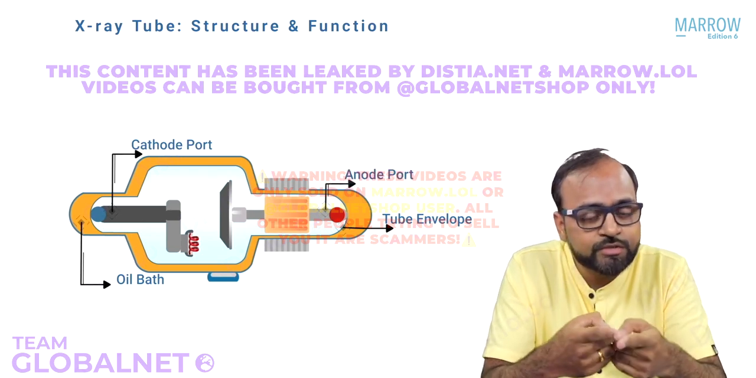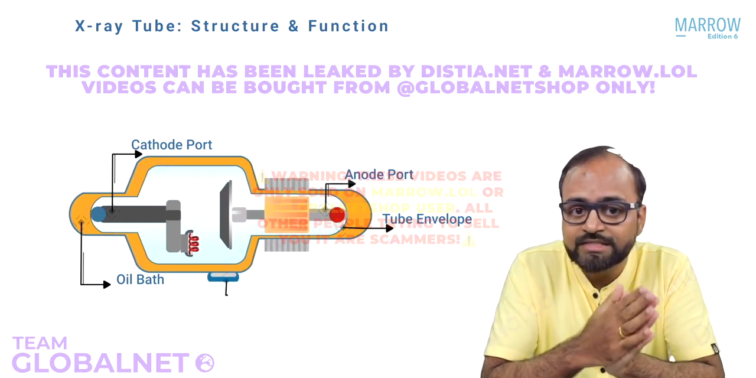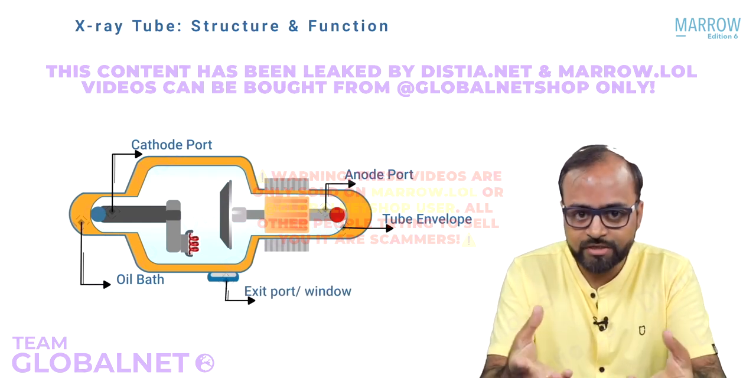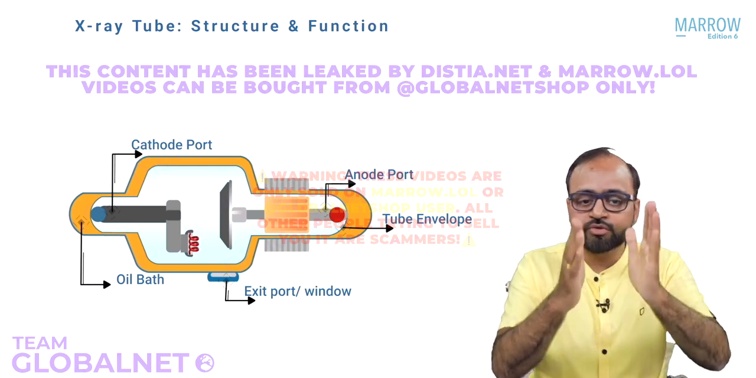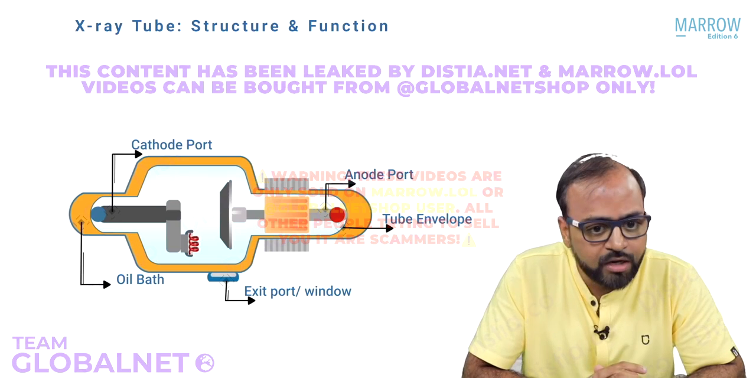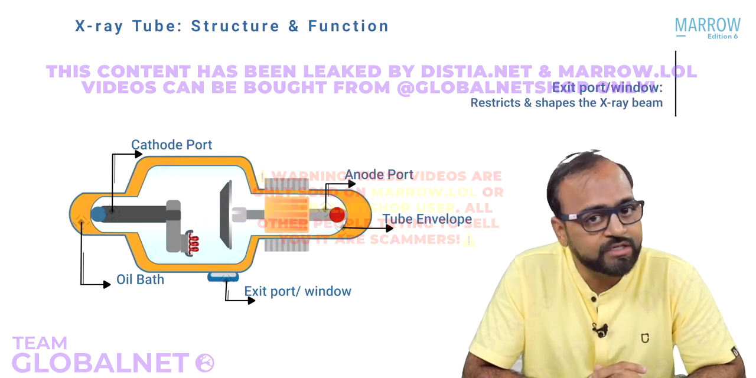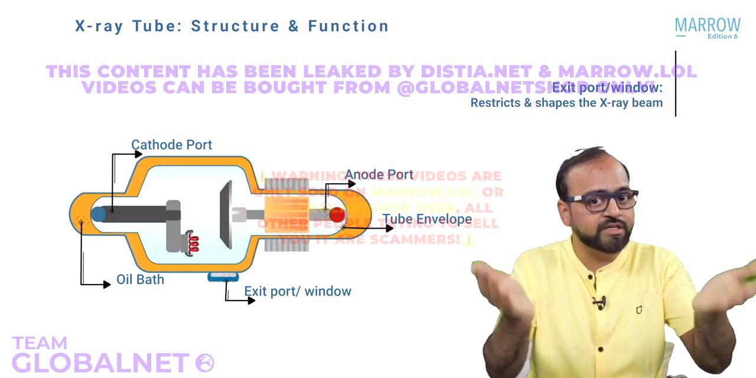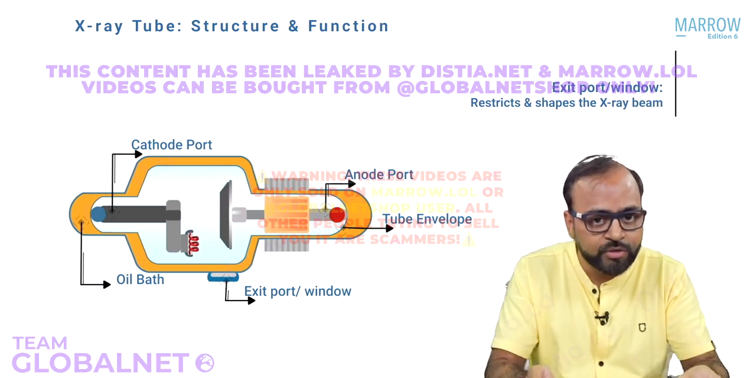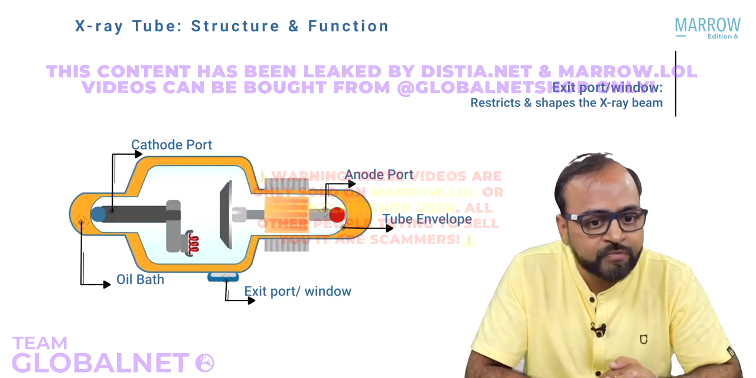There is a window placed in the tube housing as well as the envelope, and this window is called the exit port. Why? Because X-rays are produced, and X-rays have to come out from somewhere. So this is the exit port from where the X-ray beam is going to come out. This exit port restricts the primary X-ray beam exiting from it. Everything else in the tube housing is lead lined, so the rest of the X-ray beams cannot come out from anywhere. They come out only from the exit port.